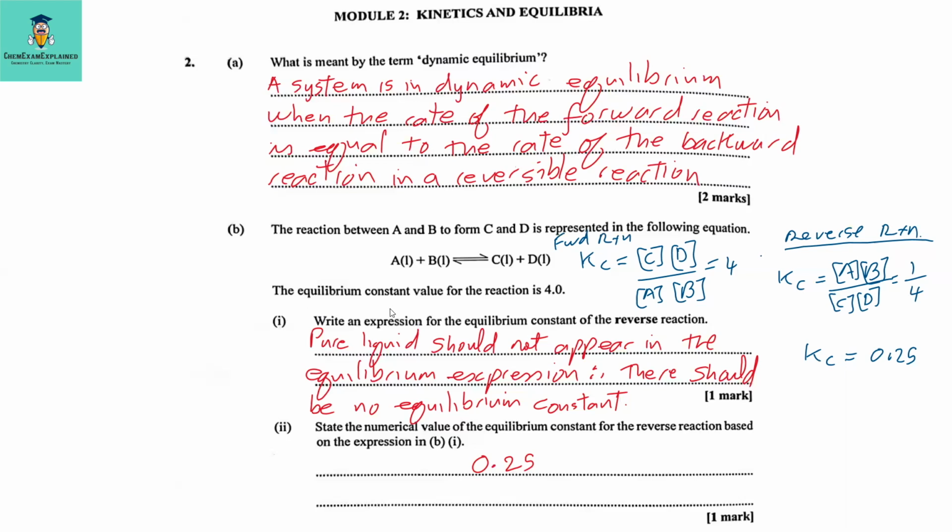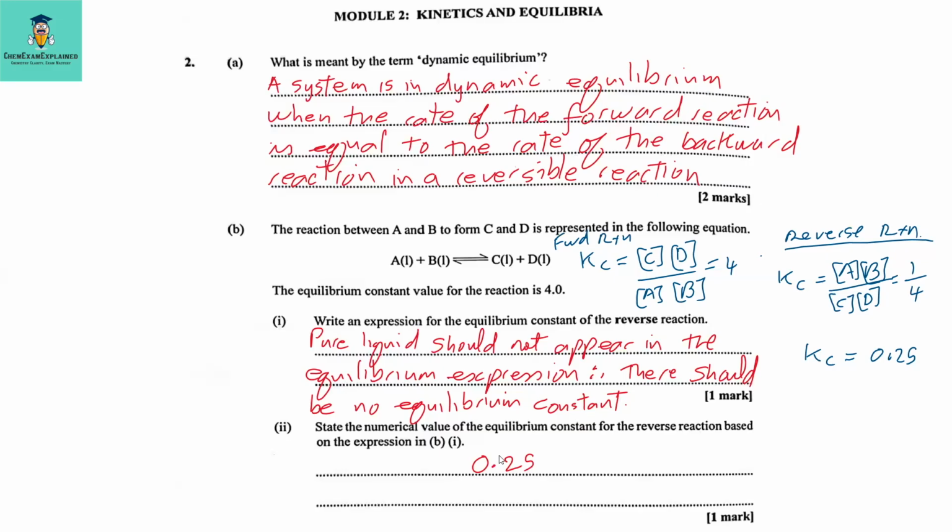The equilibrium constant value for the reaction is 4.0. B part 1. Write an expression for the equilibrium constant of the reverse reaction. So this is where the issue is. Because it's pure liquid, it should not appear in the equilibrium expression. There should be no equilibrium constant for this equation because all the values are in the liquid state.